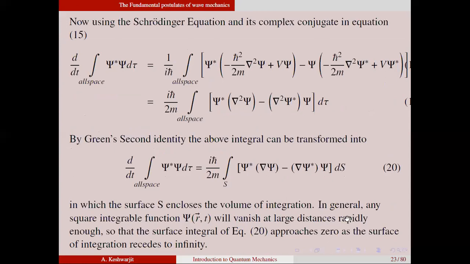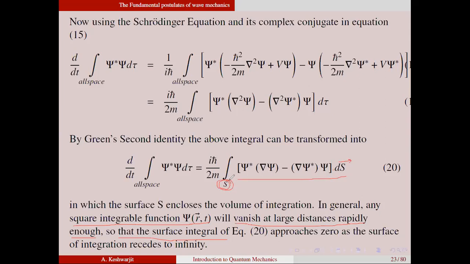So for a square integrable wave function, any square integrable wave function psi(r,t) will vanish at large distances rapidly enough so that the surface integral of this expression approaches 0. And where is this surface integral calculated? This surface integral is calculated on the surface S.